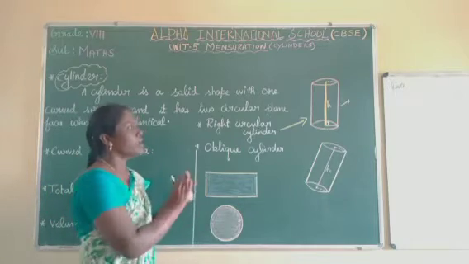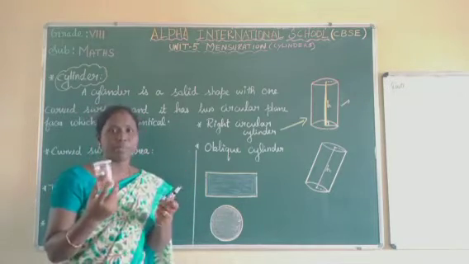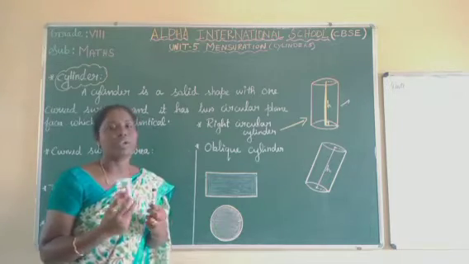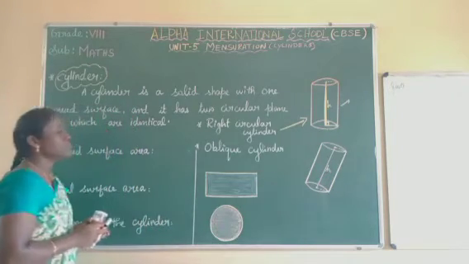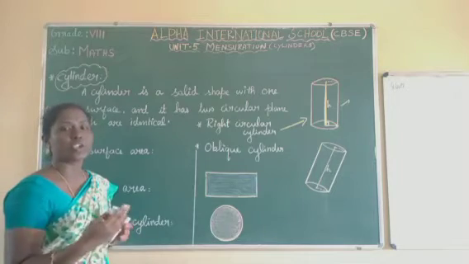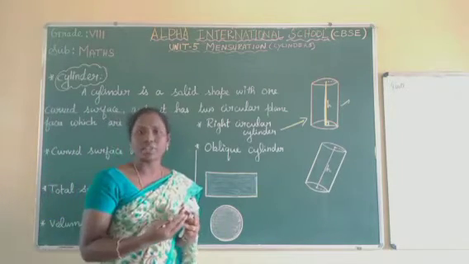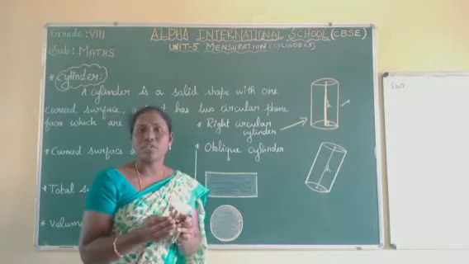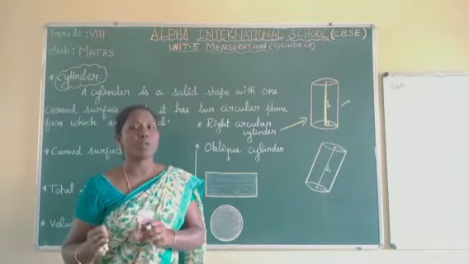Okay, now we are clear about what the cylindrical shape is and how to identify the shape. Now we are going to see some formulas, just like for the cube and cuboid. We saw the total surface area, curved surface area and volume, and now we are clear about what they are.